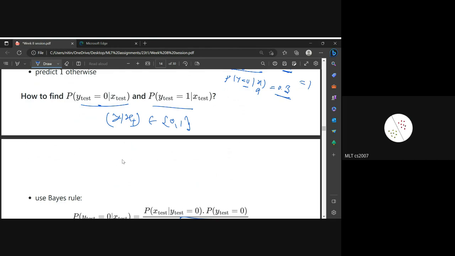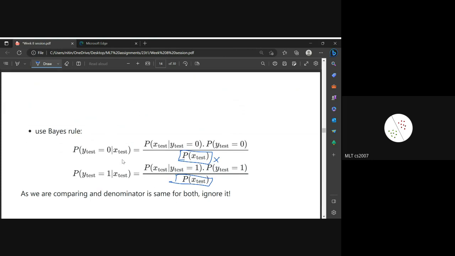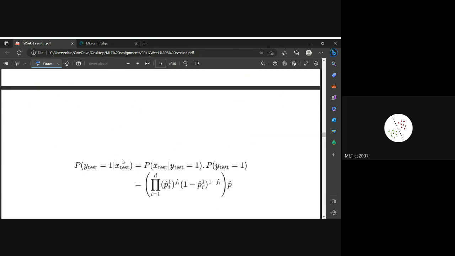Okay, so you are comparing these two values. If you look at these two values using the Bayes rule, you notice that the denominator term is the same in both, so you can ignore it, because you are only comparing. So you actually compare these numerator terms. The one with the highest numerator, you will assign that label. So you just need to find these values, and you can write them like this, right?